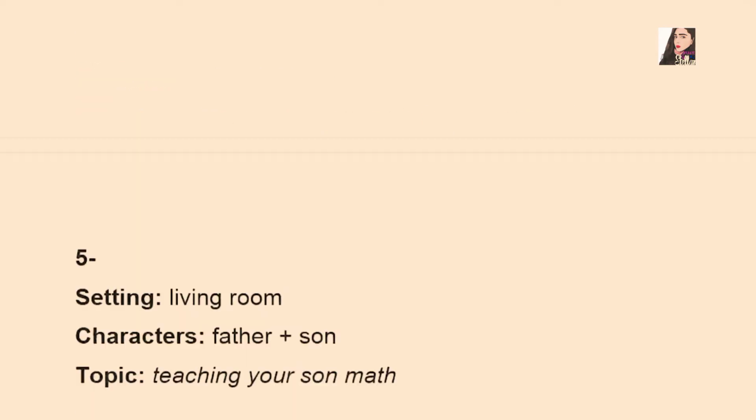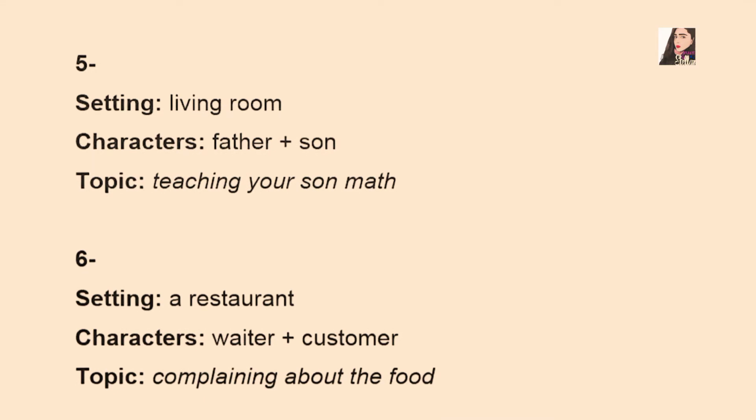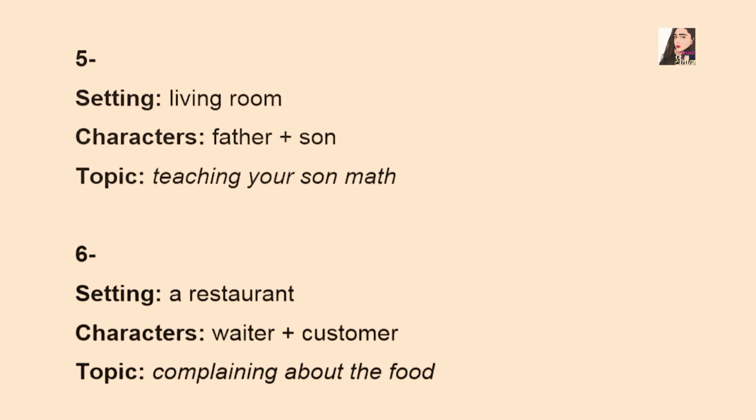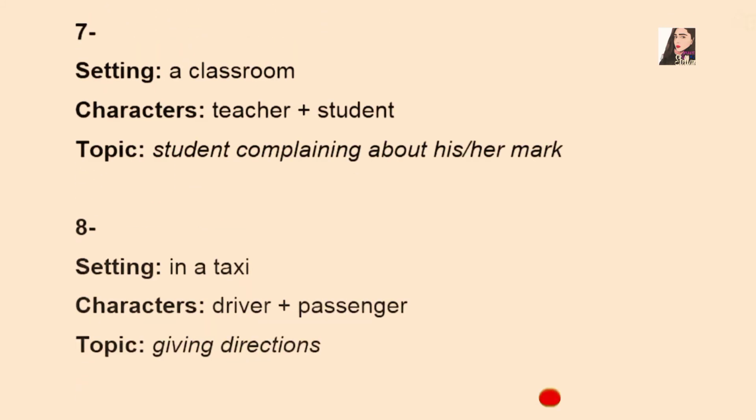The fifth one is so funny. A father and a son, or a mother and a daughter, whatever, and like one of the parents teaching math to their child. The sixth one is cheesy. A waiter and a customer, and the customer complaining about the food. The seventh one is also a favorite because you get the students to be in your shoes. So it's basically a teacher and a student, and the student complaining about his or her mark. The last one is in a taxi between a driver and a passenger, and the topic is giving directions.